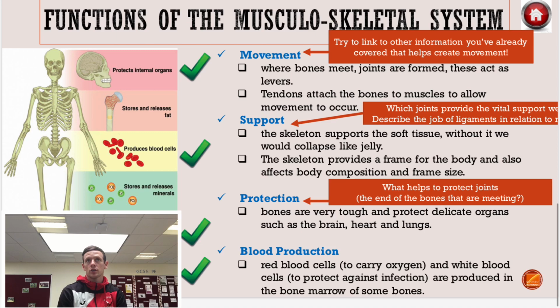Your fourth function of the musculoskeletal system is blood production. Red blood cells are used to carry oxygen, and white blood cells are used to protect against infection, so they help to create antibodies. The important thing for you to remember is that these are created inside the bone marrow, inside the actual bones themselves, of some of our bones. So one of the really important functions of the musculoskeletal system is that blood cell production can happen inside our bones.